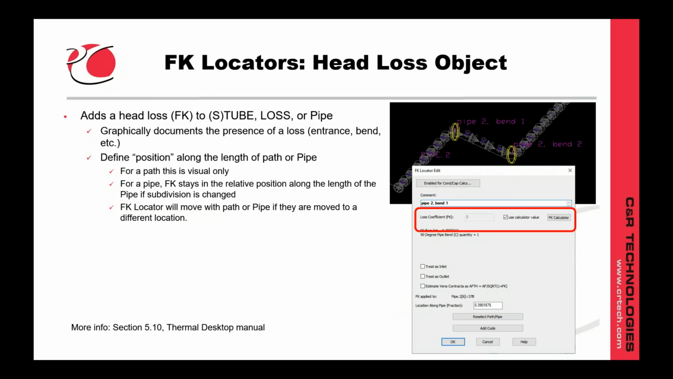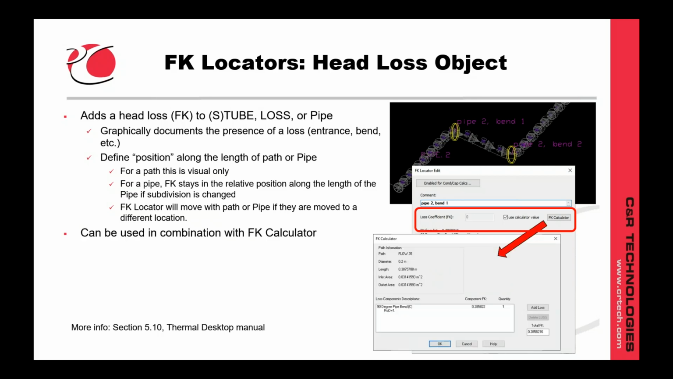For each FK locator, you can assign a value to the loss, either numerically or using a symbol or expression. Alternatively, you can access the built-in FK calculator to define the loss value. Note that if you have a loss on a path defined through the path edit form, and then you add an FK locator, the FK locator will be an additional loss on the path. In other words, these losses are cumulative or additive.